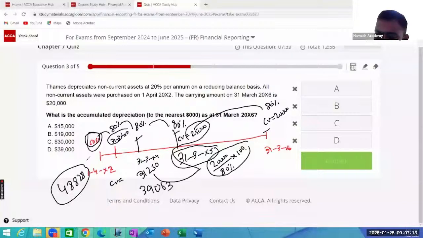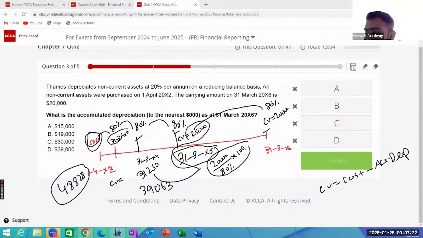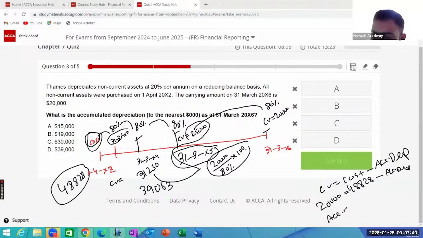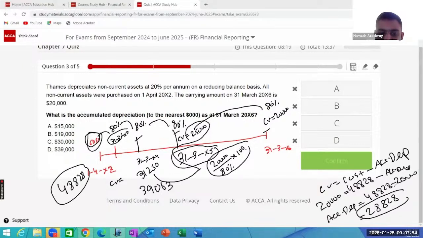Now we know that carrying value is equal to cost less accumulated depreciation. Now you know that at 31st March X6 carrying value is 20,000. Now we know the cost as well, but we do not know the accumulated depreciation. So we can rearrange, and accumulated depreciation will be 48,828 minus 20,000. And you have 28,828 is the answer.